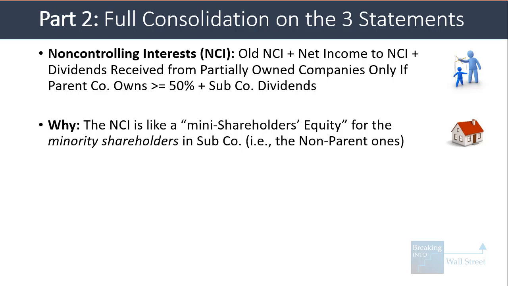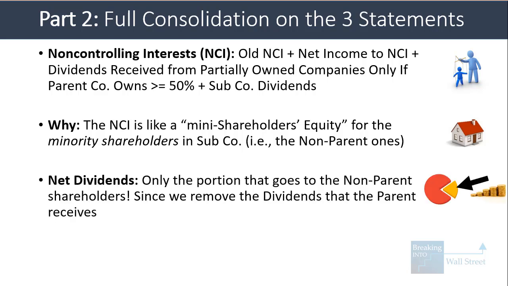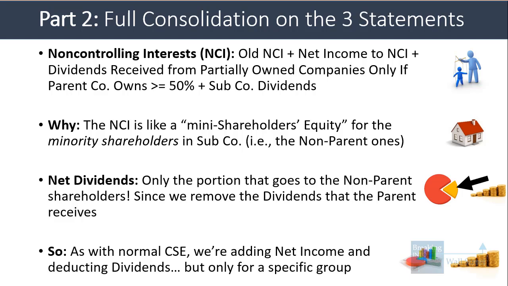So in other words, that group that owns the 30%, the non-parent shareholders. Only the portion of dividends that goes to the non-parent shareholders gets subtracted here. And so just like with normal common shareholders' equity, we're adding net income and subtracting dividends, but we're doing it only for a specific group, namely that group that owns 30% of Subco that we do not own.